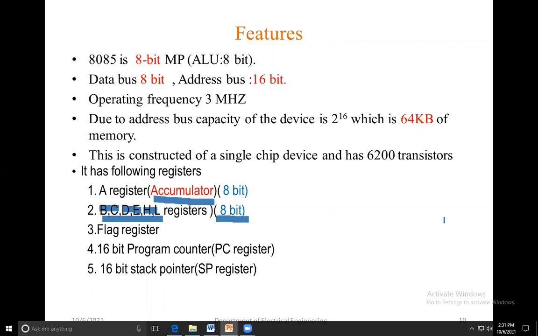So these are the registers: B, C, D, E, H, L are the 8-bit registers. Okay. The next part is the flag register.